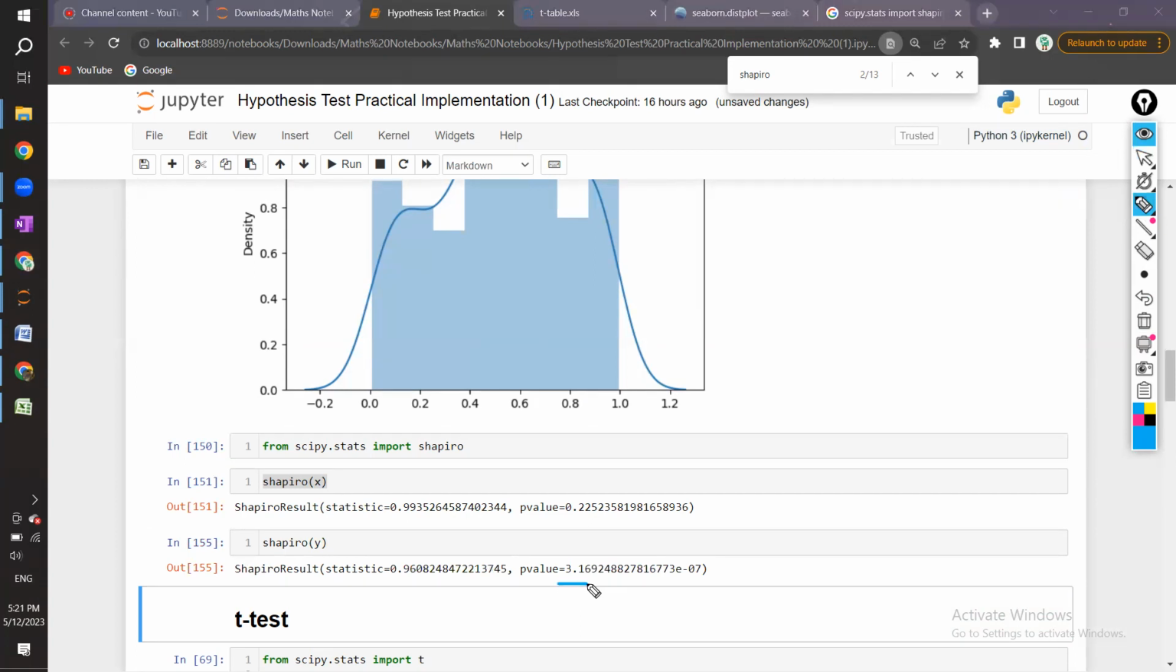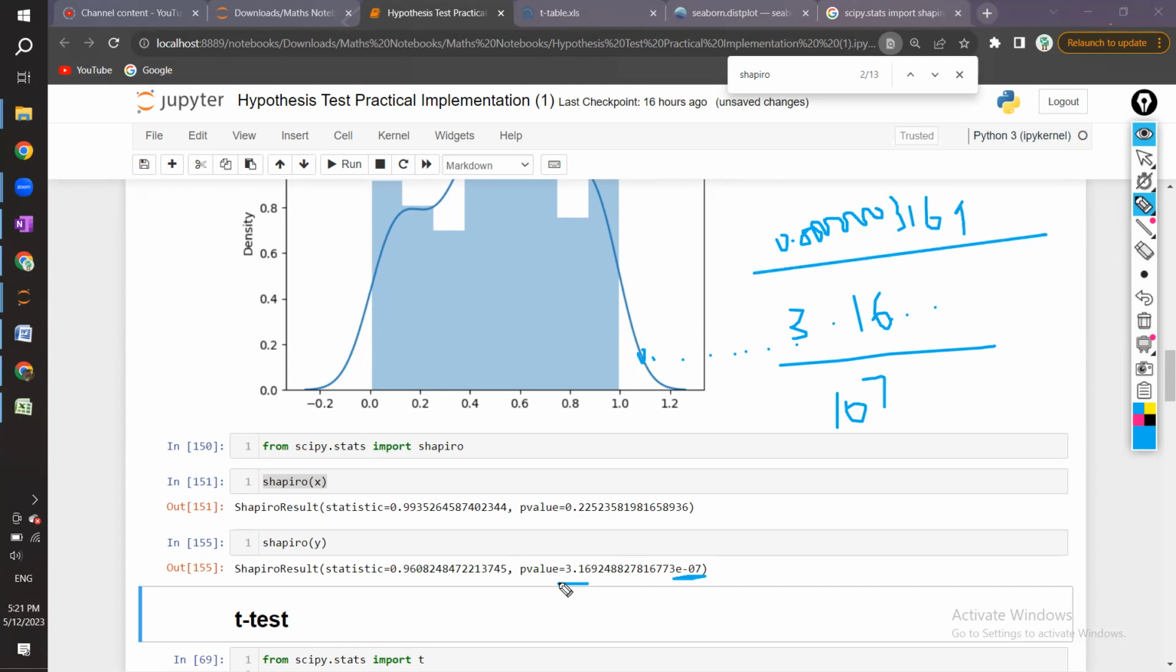This is not 3.16. You should observe the last part: it is e to the power of -07. That means 3.16 times 10 to the power of -7, so it is actually 0.000000316, a very small value. Getting it? Yes, sir. So now this value is p.